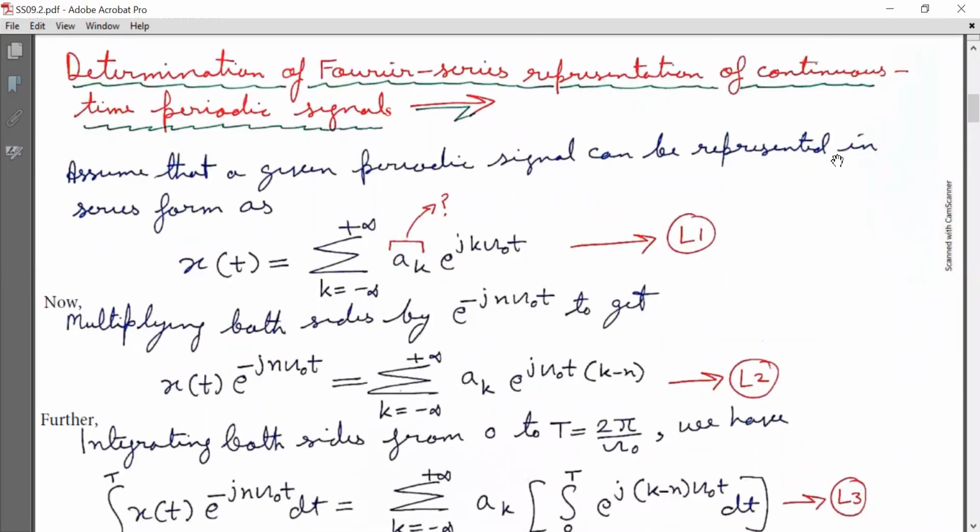Today I'm going to discuss determination of Fourier series representation of continuous time periodic signals. Assume that a given periodic signal can be represented in series form as x(t) is equal to summation k running from minus infinity to infinity a_k e raised to power j k capital omega naught t, marked as equation L1. Now in this equation, a_k is unknown, so we need to find or determine the set of coefficients a_k.